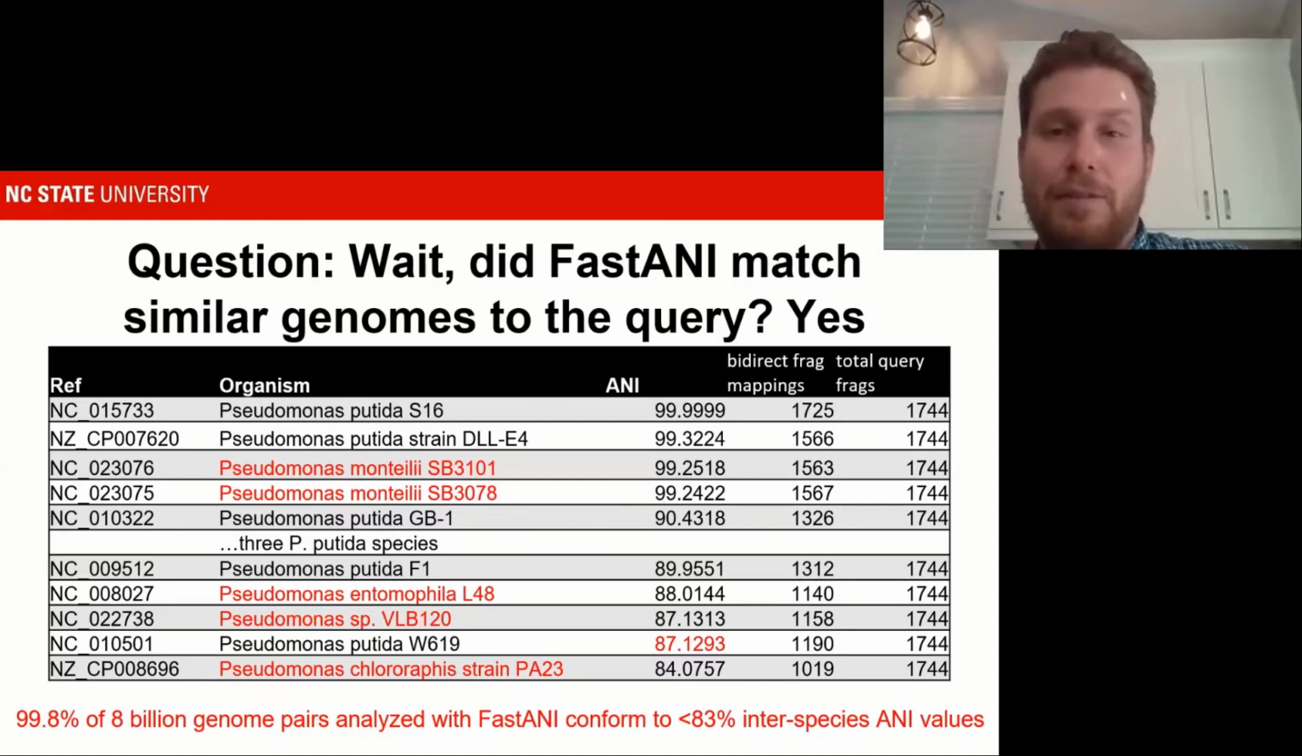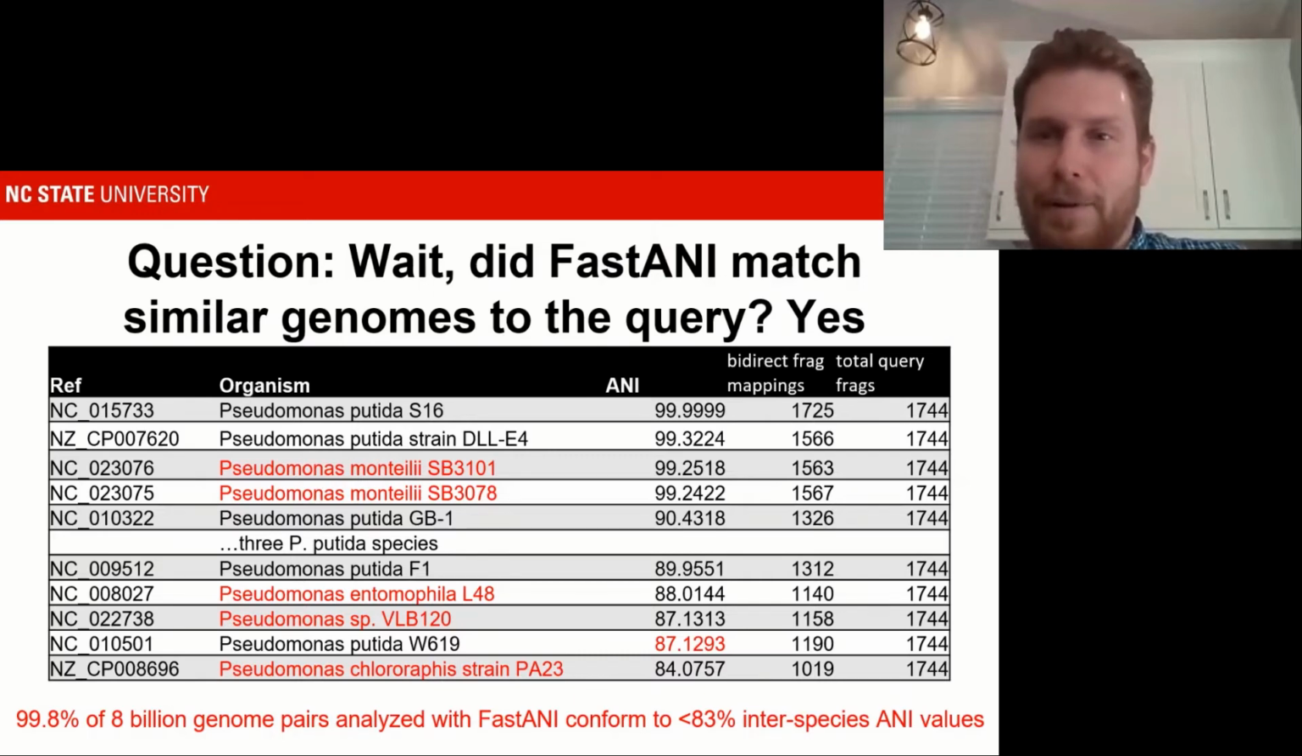NC015733 is Pseudomonas putida strain S16. For those who care, Pseudomonas putida is a common soil bacteria that has many metabolic pathways for breaking down a large variety of compounds and is consequently studied for biotechnology applications. It was actually the first bacteria to be patented.